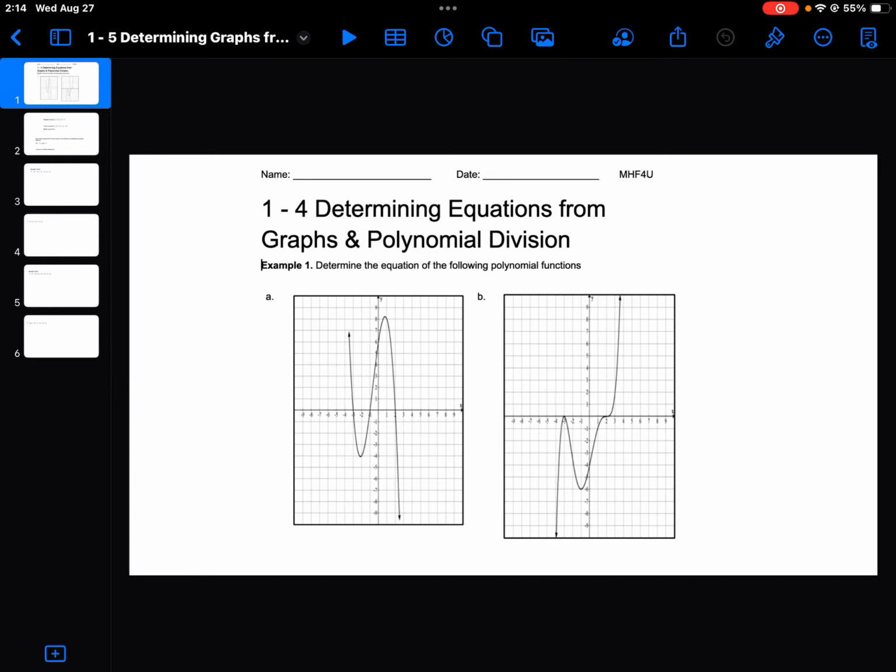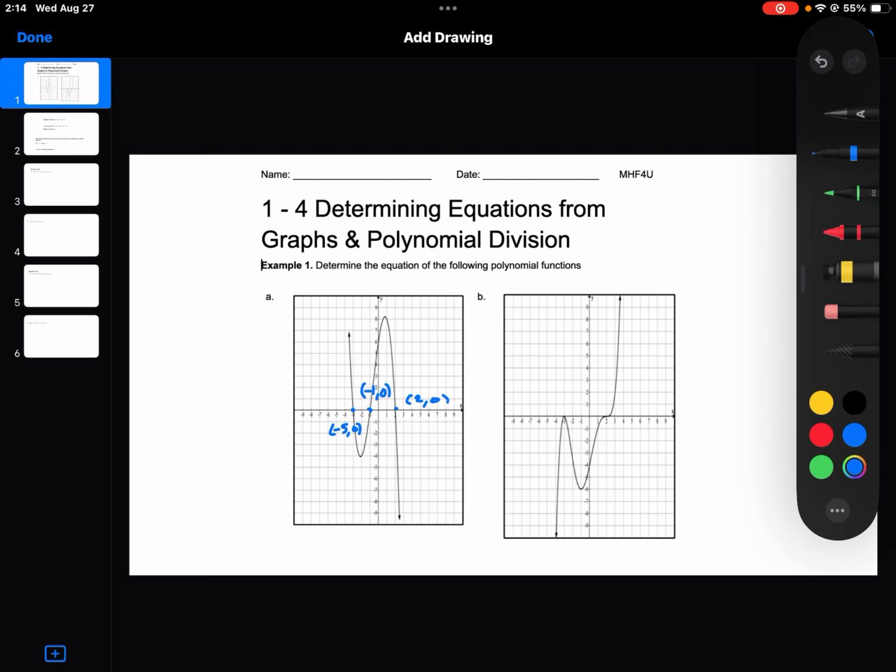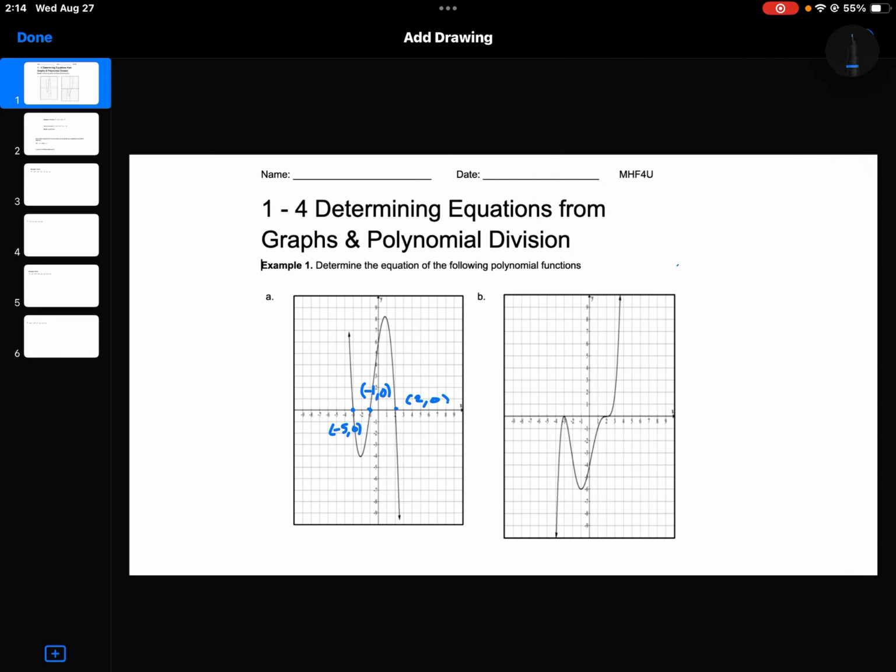The first part of this video is going to go over how to determine equations from graphs. So we are going to write these equations in factored form. The first thing that we're going to do is identify the x-intercepts. Here we've got -5, -1, and +2. So that is going to let us write the zeros for all of our functions.